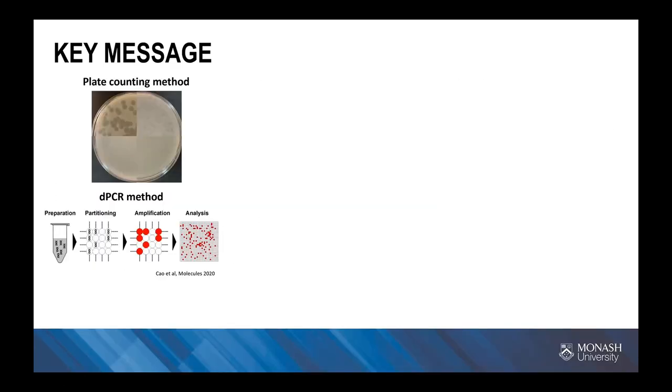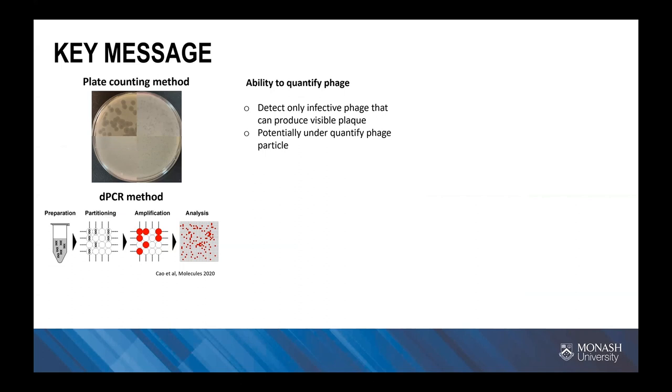And wrapping things up for this part, I would just say that dPCR would not take over the traditional plate counting method entirely, as both have their pros and cons. If I were to compare their ability to quantify phage, the plate counting method detects only effective phage that can produce visible plaque, and this potentially underquantifies the actual number of phages. While for dPCR, it detects genetic material, which means both infective and non-infective phages will be taken into account. And of course, the presence of free DNA can also affect the quantification. So adding together, this potentially overquantifies the actual number of phages.